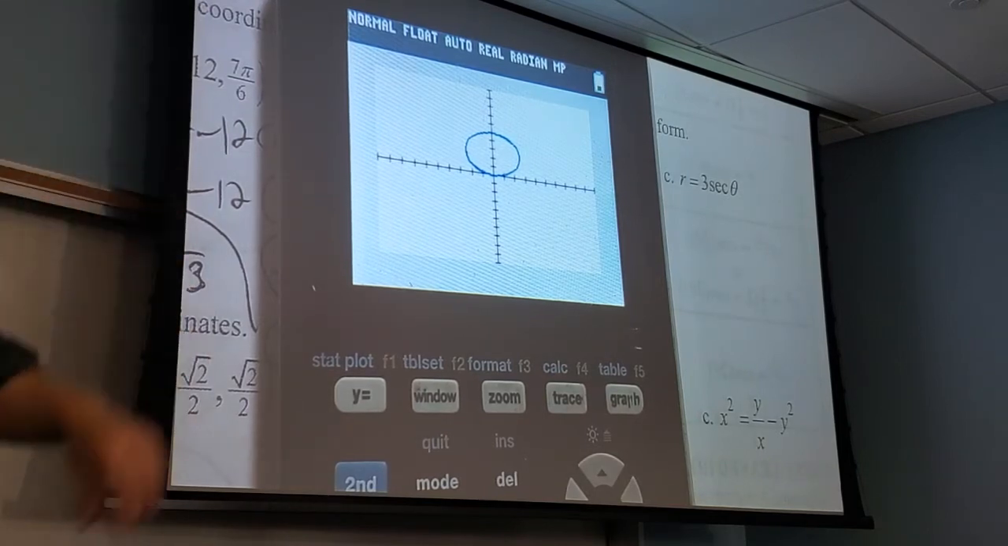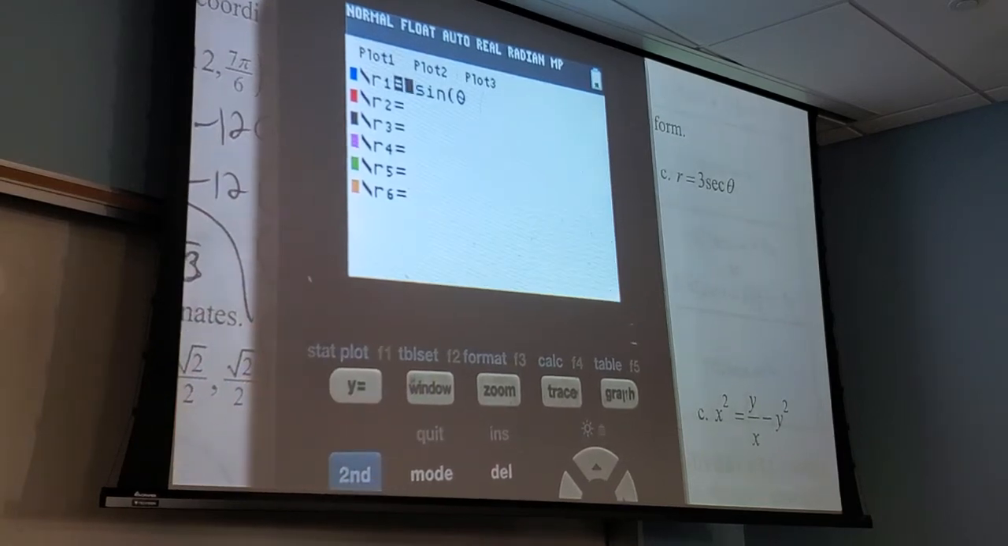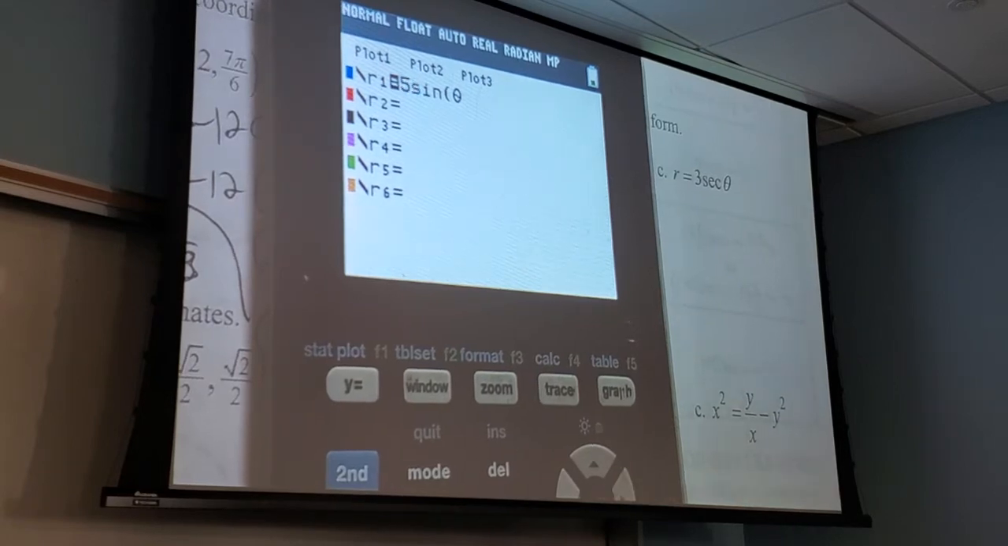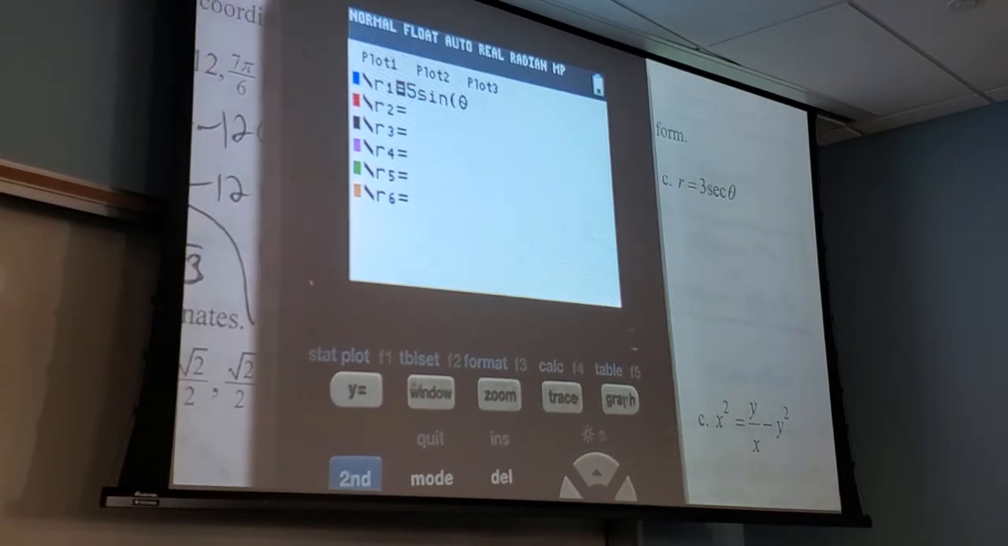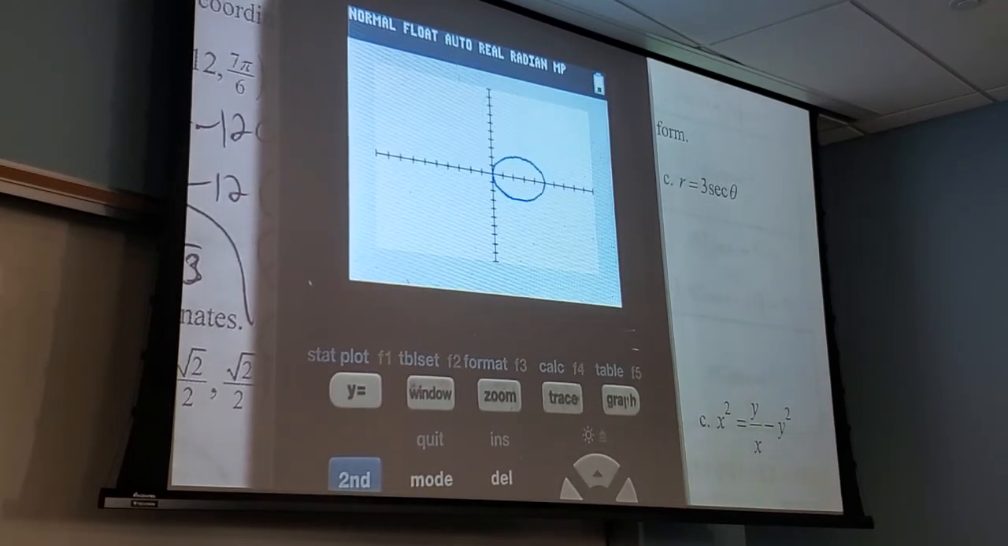What could I do to the equation to make it centered on the x-axis instead? Which piece of this relates to the y? Sine. So what relates to x? Cosine. Yeah, cosine relates to x, right? So watch what happens. It's the same circle, just on the x-axis, right?